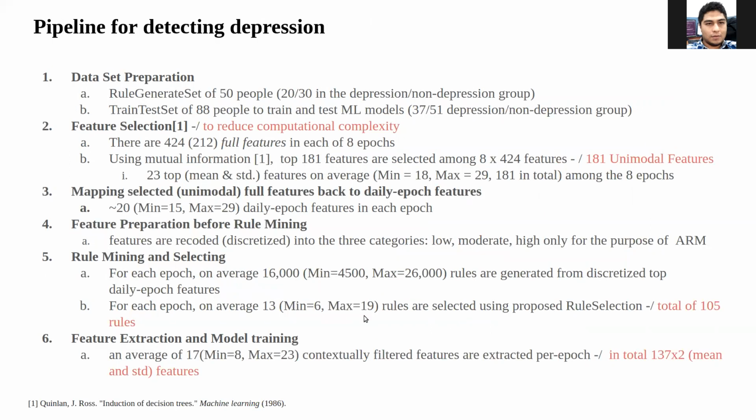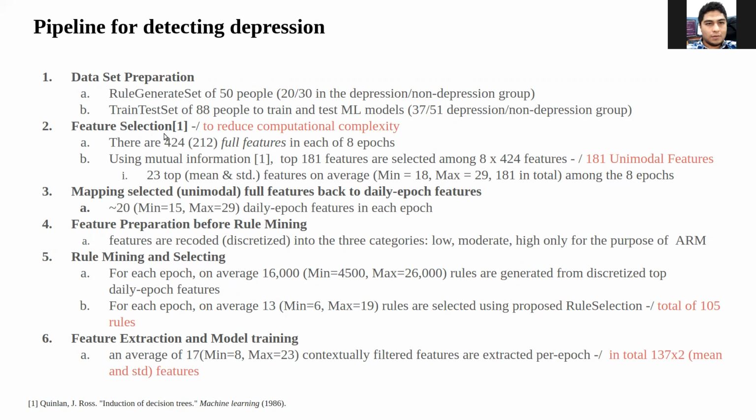So now this is the last slide before we see the results about the whole pipeline for detection. Coming back again, they divide the dataset into 2 for generating rules, association rule mining, and then for 88 people, they extract contextual filtered features, and then split it into train and test to build some machine learning model. And they also use feature selection.